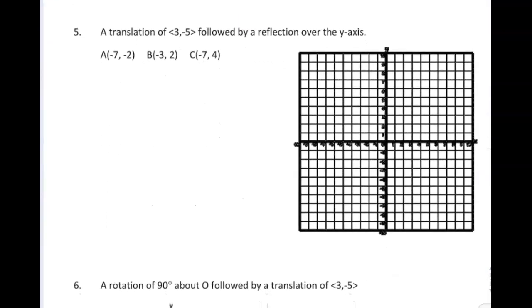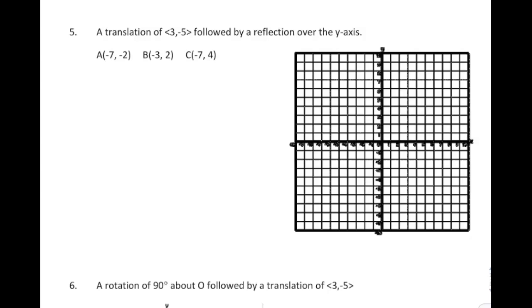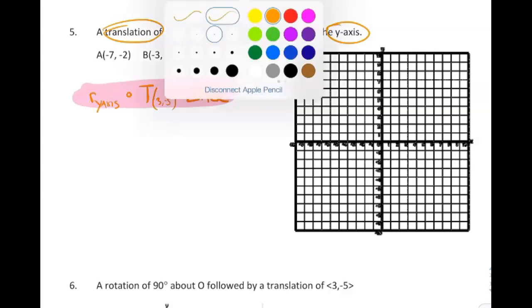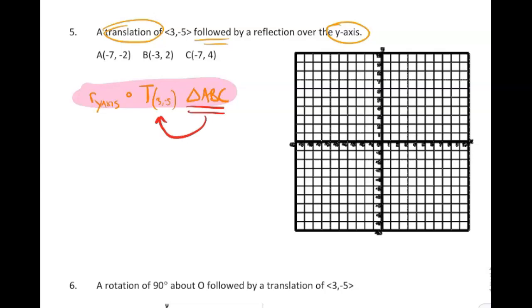Now, when we turn to page 23, it's asking us to translate, then reflect this triangle ABC. So if it was written in the other notation, function notation, we would translate 3, -5, then we would reflect over the y-axis. So it would look like this, because you would start with the triangle, first translate, and then reflect.